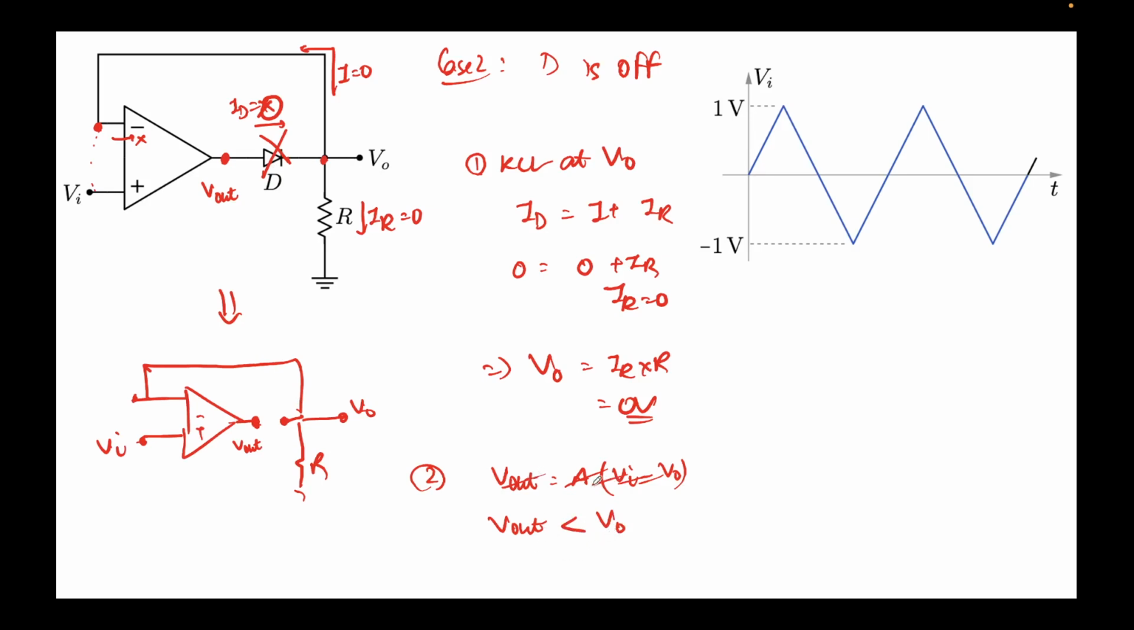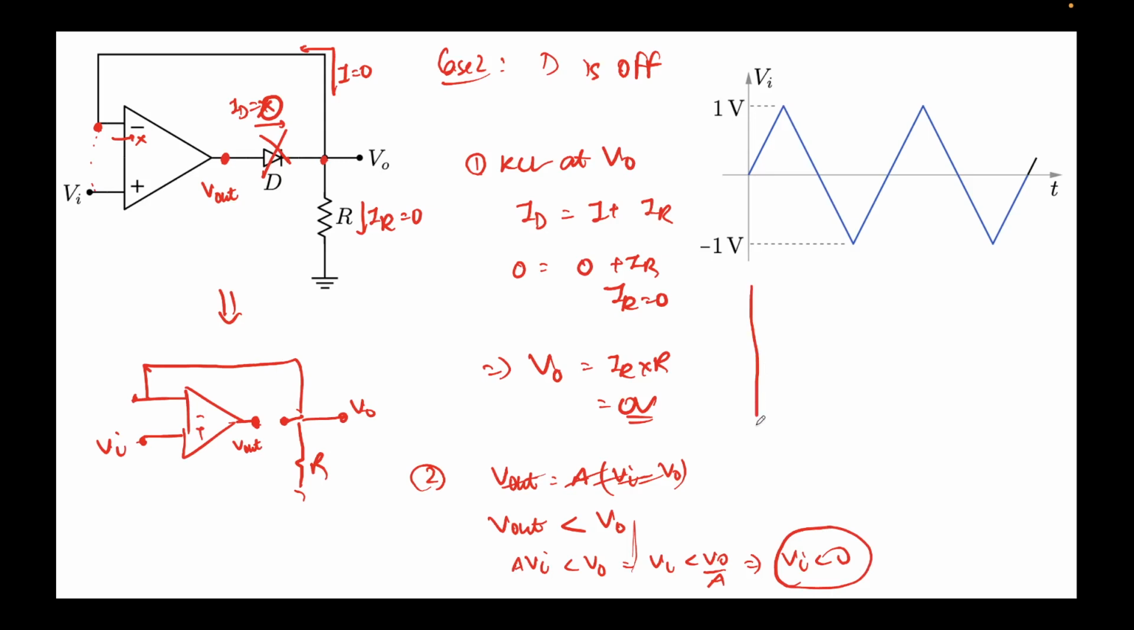What's the value of V out? V out is nothing but A times (Vi minus V naught), right? V naught we already know is 0. So if I replace this, A Vi must be less than V naught, this will give me Vi must be less than V naught by A. And if I assume very high gain, this will approximately be 0. So this implies for Vi less than 0, this analysis is valid. D is off.